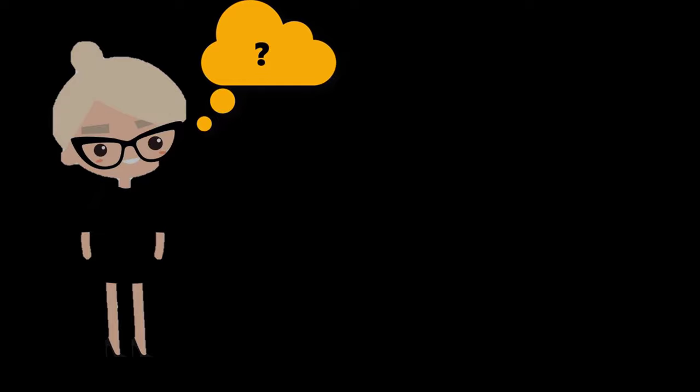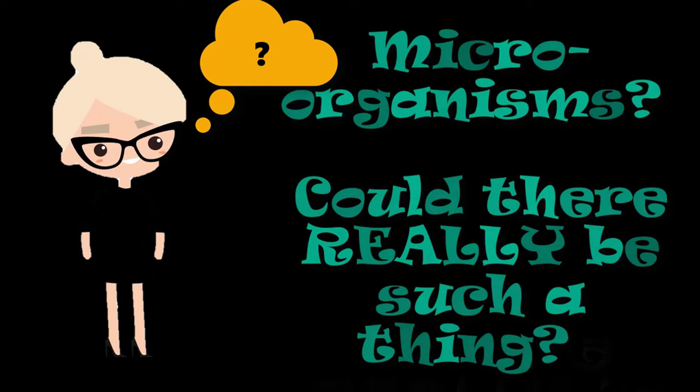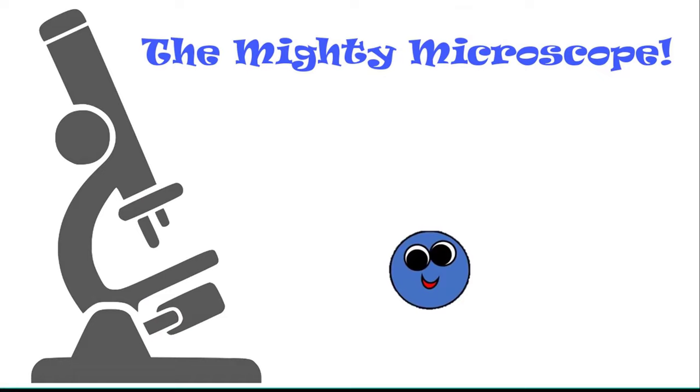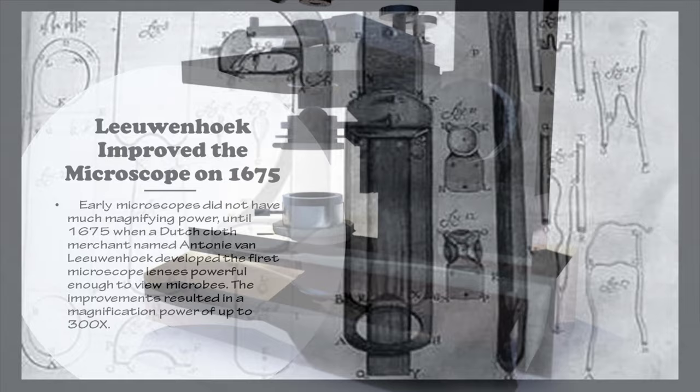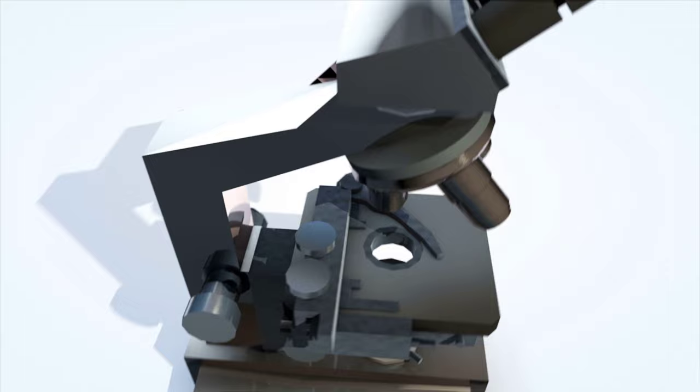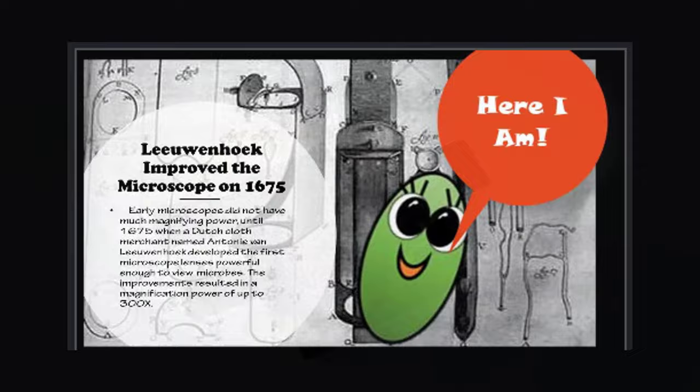Many people were resistant to the idea that something could exist that was too small to be seen with the naked eye. It was not until the invention of the microscope that this micro world was able to be observed. Early microscopes did not have much magnifying power until 1675, when Anton van Leeuwenhoek developed the first microscopic lenses powerful enough to observe these microorganisms. These improvements resulted in a magnification of up to 300x.